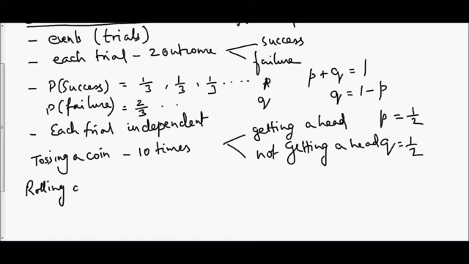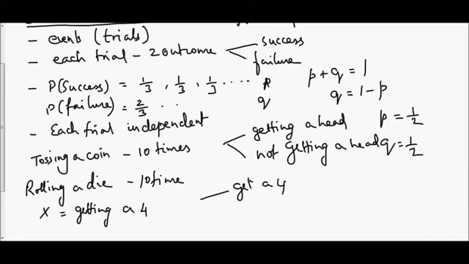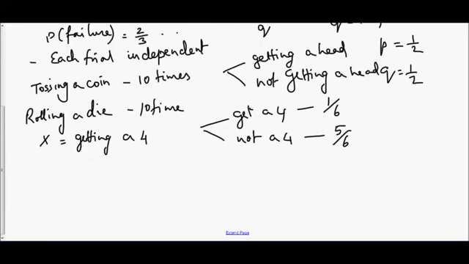I roll a die for again 10 times, and if I want my random variable to be getting a 4, then the outcome would be getting a 4 or not getting a 4. Okay, we don't bother about getting a 5 or a 6 or 1 or 2, but it's just getting a 4 or not getting a 4. So getting a 4 probability is 1 over 6, and not getting a 4 is 5 over 6. And this is all that we want for binomial distribution.